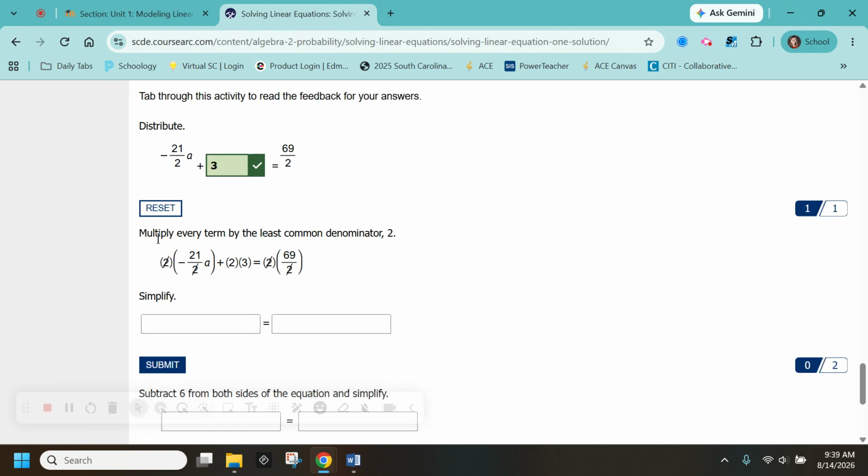Then multiply every term by the least common denominator. Both of the denominators here are 2, so we're going to multiply this whole thing by 2. They've gone ahead and shown you how to do that here. The 2 cancels out with the 2 on the bottom of this fraction, and we are left with negative 21a. 2 times 3 is 6. And then for 2 times the 69 over 2, the 2's cancel out, and you're left with the numerator.